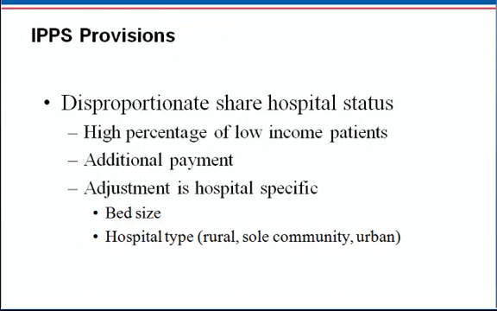The first provision is what we call disproportionate share hospital status. That was enacted for facilities with a higher percentage of low-income patients. Additional payment is provided for these hospitals because they experience a financial hardship by providing treatment for patients who are unable to pay for the services that they receive.